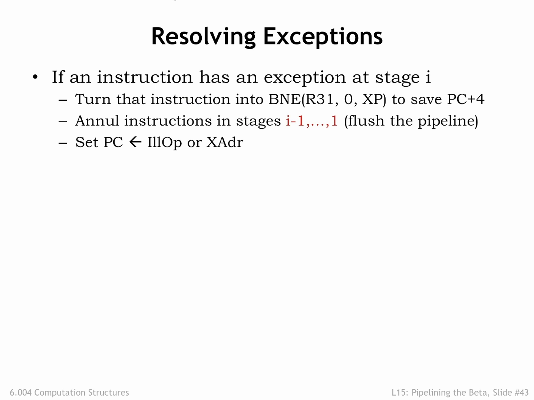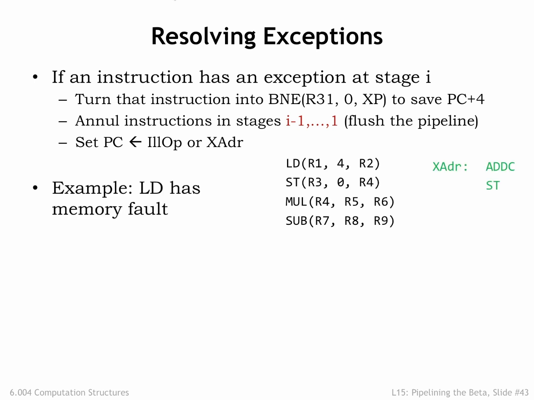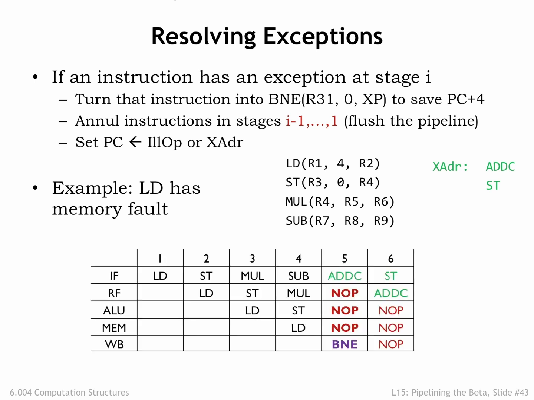Here's our plan. If an instruction causes an exception in stage I, replace that instruction with this B&E instruction, whose only side effect is writing the PC+4 value into the XP register. Then flush the pipeline by annulling instructions in earlier pipeline stages. And finally, load the program counter with the address of the exception handler. In this example, assume that load will generate a memory exception in the mem stage, which occurs in cycle 4. The arrows show how the instructions in the pipeline are rewritten for cycle 5, at which point the IF stage is working on fetching the first instruction in the exception handler.